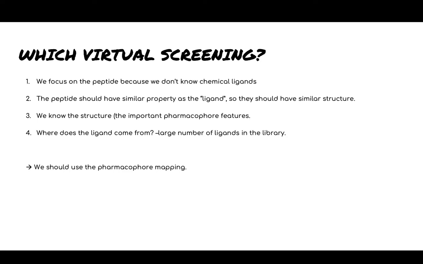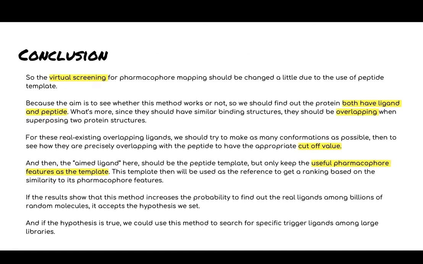The three key clues tell us we should use the pharmacological mapping. So the virtual screening for pharmacological mapping should be changed a little due to the use of a peptide template, because the aim is to see whether this method works or not. So we should find the proteins that have both ligand and peptide. What's more, since they should have similar binding structures, they should be overlapping when superposing the two protein structures.